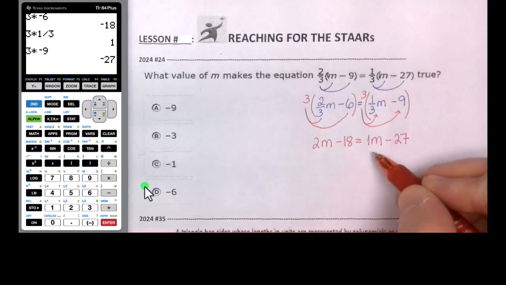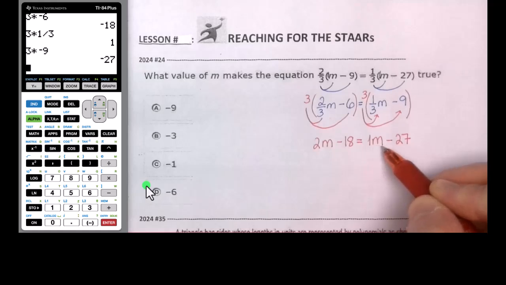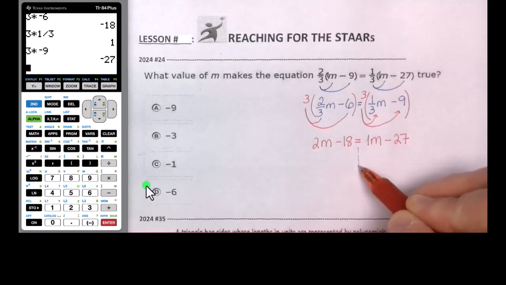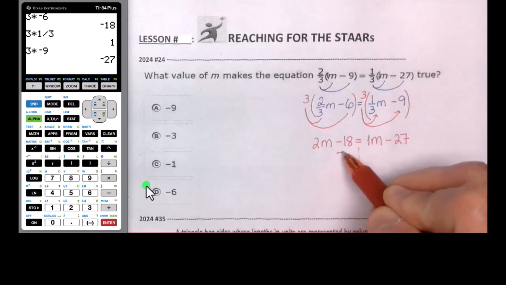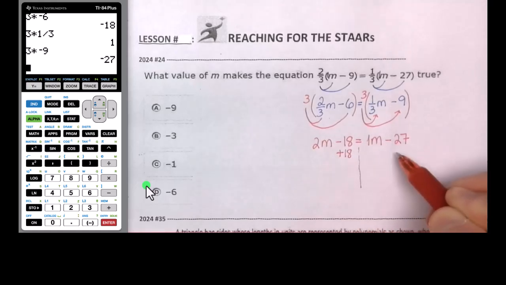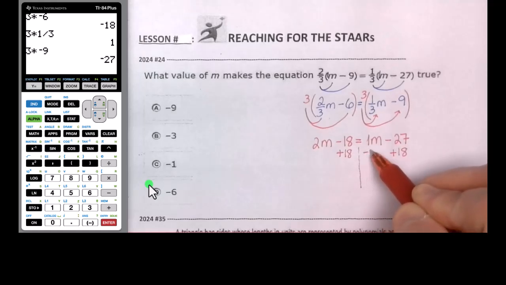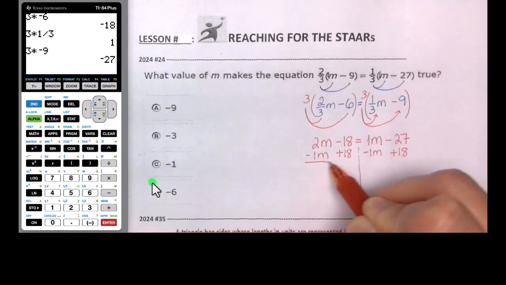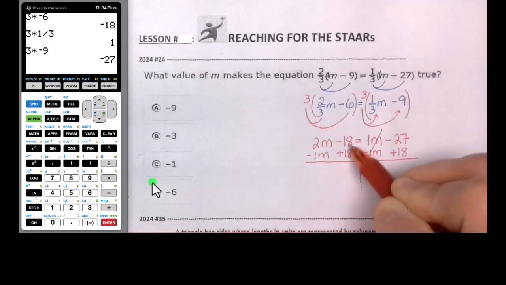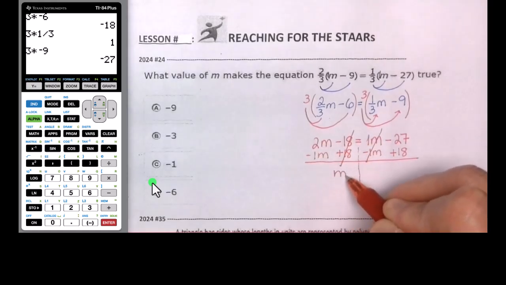So now I can do the next step of solving an equation, which is combine like terms. There's nothing to combine. So we go to the next step, cancel the numbers. So here I'm going to cancel 18 by adding 18 to both sides. And I'm going to subtract 1m from both sides. So the 1m goes away, the 18 goes away. 2 minus 1 is m.